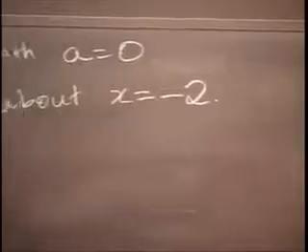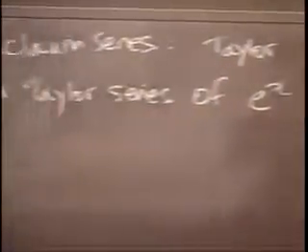Okay, we already found actually the Taylor series of e to the x about x equals 0. That was the previous example. But now it's a different question. It's now x equals minus 2. So we proceed in a similar sort of way.